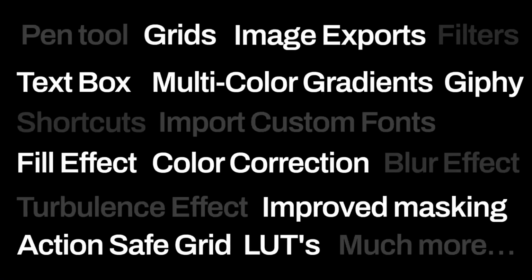We've also got loads of other features, but I'm not going to cover them one by one. We've got a pen tool now, so you can create your own shapes. We've got grids, we've got action safe grids. You can manually create the grid size and the threshold. As I said, you've got image exports. You can add filters onto your media. With the new text box we've created, you can add a word wrap, so you can create a paragraph box with a word wrap. You've got multicolor gradient. So now you can add not just a two color gradient, but you can add as many colors to a gradient as you like.